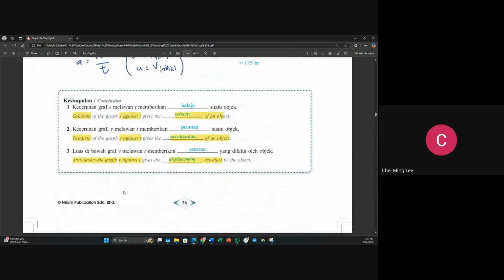Okay, all right. So let's see the conclusion. The gradient of the graph S against T is velocity. The gradient of the graph V versus T is acceleration. The area under the graph V against T is displacement travelled. Okay, so check this out. Make this a star. This is an important one.